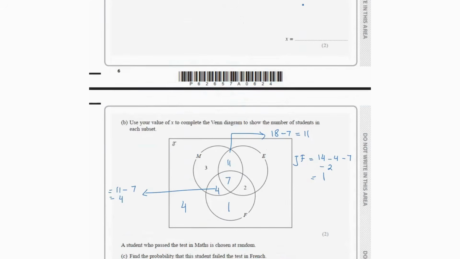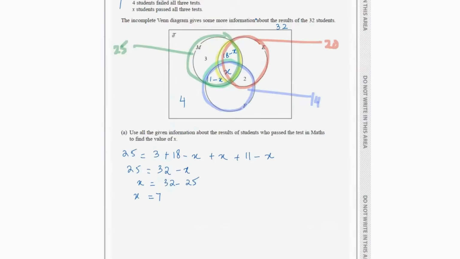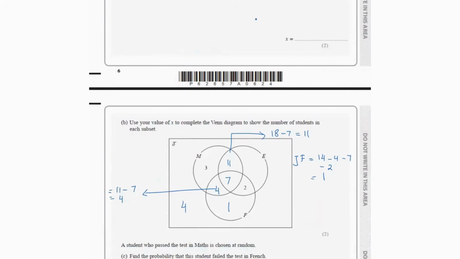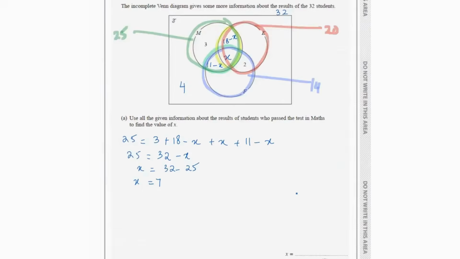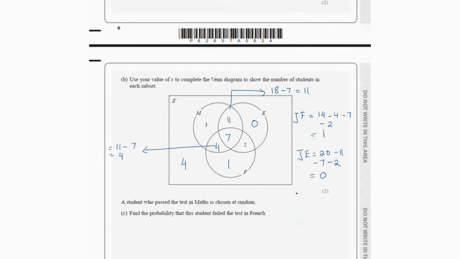And for just English, it's equal to 20 minus 11 minus 7 minus 2. That's 0. So there's no one over here. So that is your complete Venn diagram.